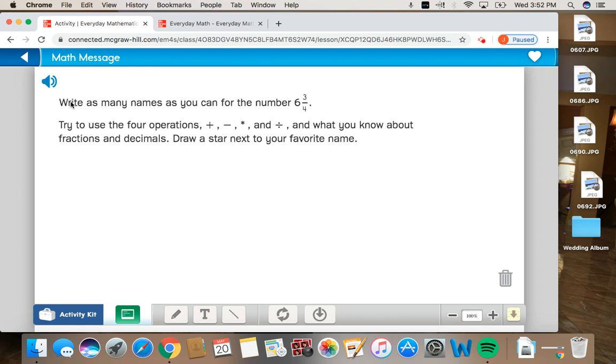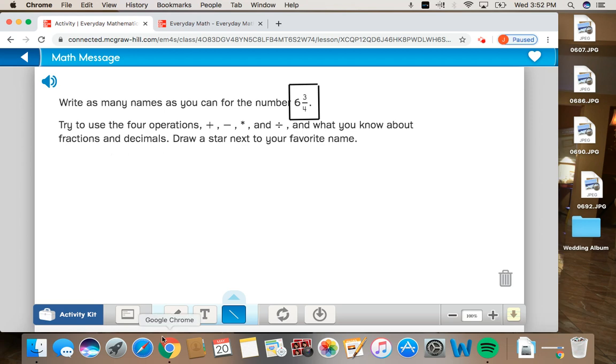Okay, here it is. For your math message today, you are going to write as many names as you can for the number 6 3/4. So what does 6 3/4 mean? Well, it means I have 6 wholes of something and 3/4 of another. So I want you to try to use the four operations if you can: addition, subtraction, multiplication, and division, and what you know about fractions and decimals to try to come up with some different names.